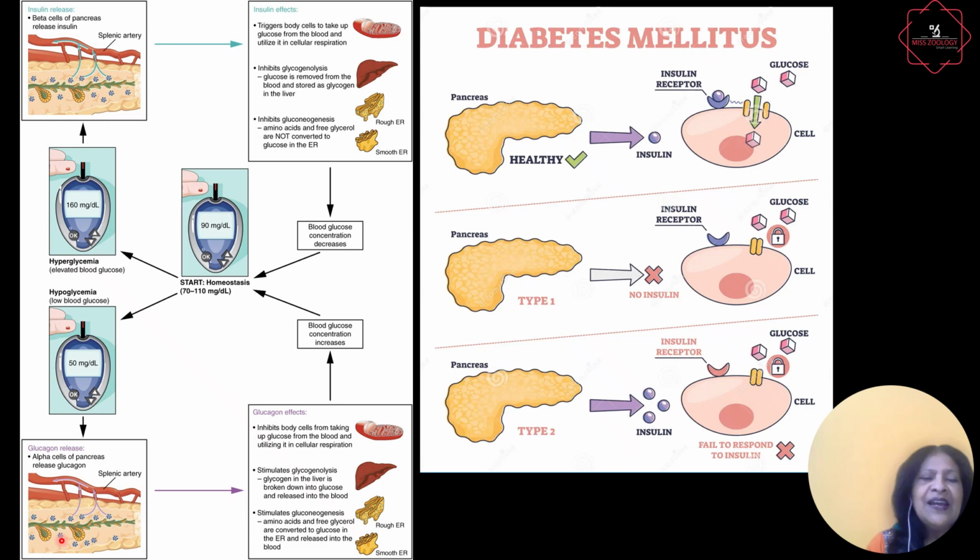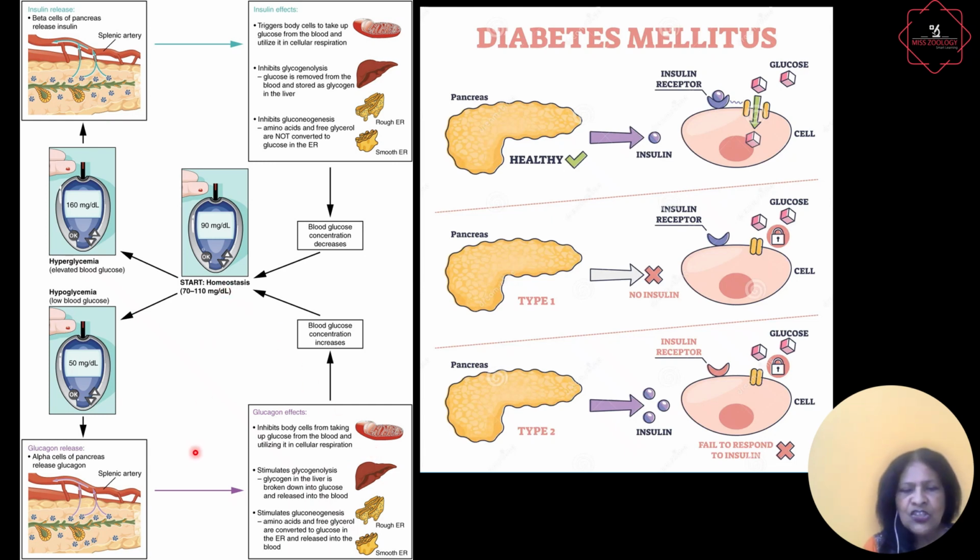There will be another cell called the alpha cell which will get more activated. And the function of this alpha cell is to convert the glycogen back to glucose. So once the alpha cells start producing glucagon, this glucagon will inhibit the body cells from utilizing any extra amount of glucose so that the glucose level doesn't fall in the blood circulation.